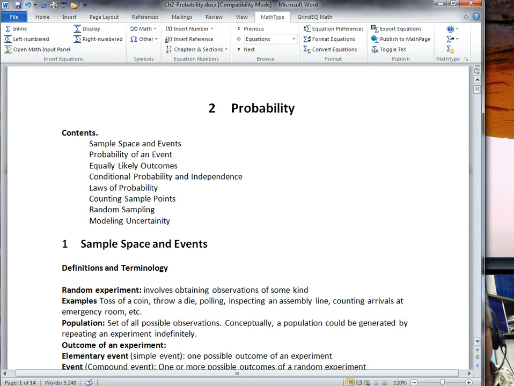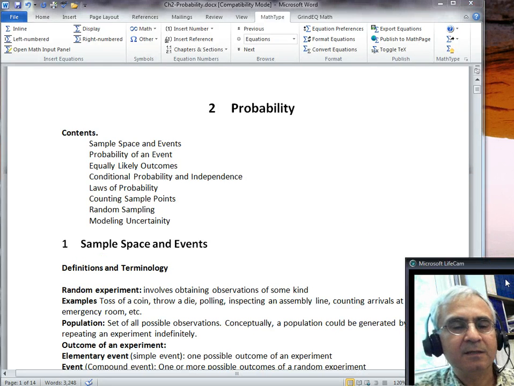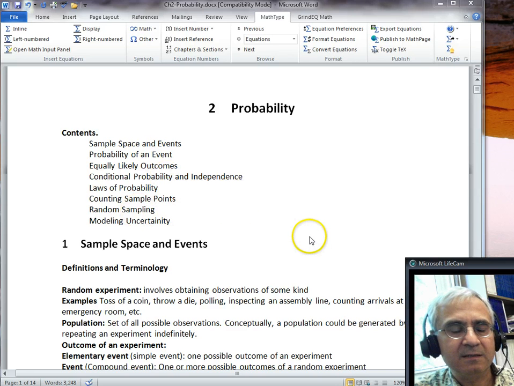Yeah, hello. This lecture is on the chapter on probability, and so as you can see here, the contents will talk about sample space and events, probability of an event, equally likely outcomes with conditional probability and dependence, and so on. So we'll cover this material in a series of lectures.